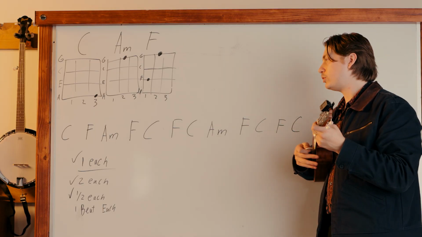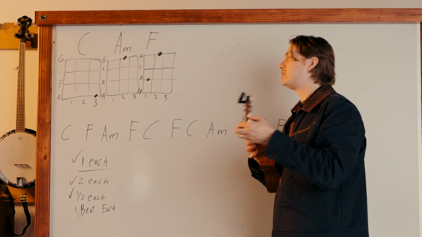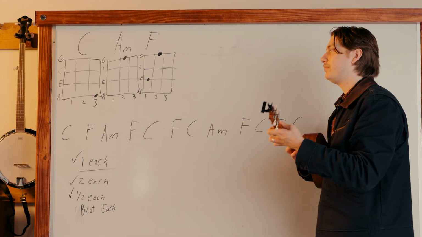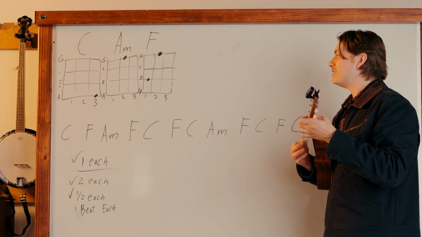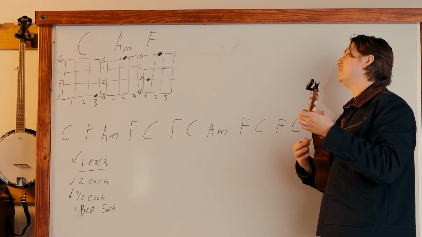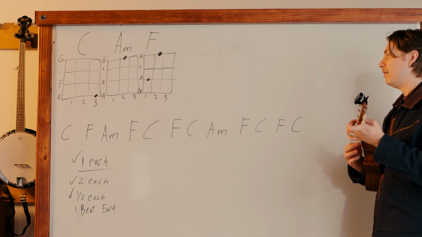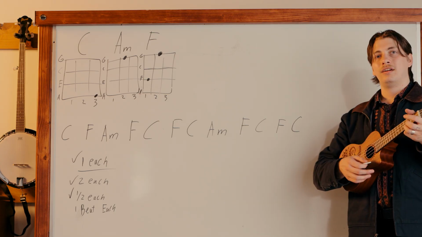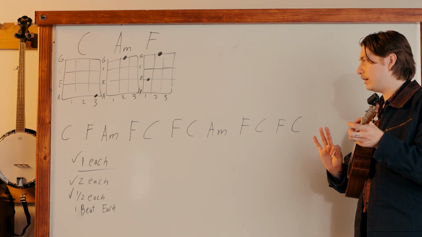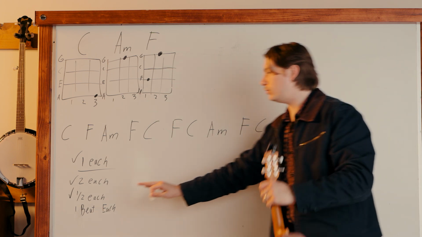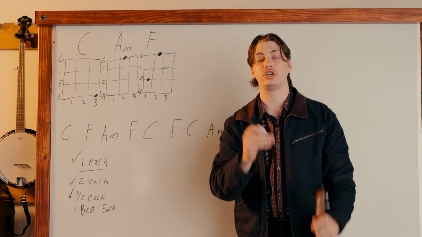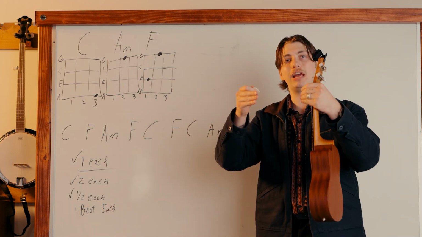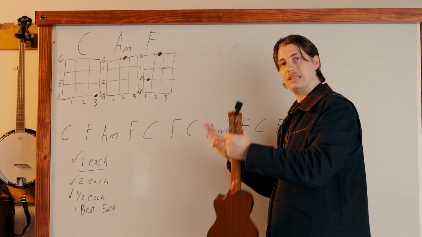Sit up straight. Hold your ukuleles up the right way. We're going to play C, F, A minor, F, C, F, C, A minor, F, C, F, C. Woo! Okay. Now, if you didn't get this one, that's okay. I just want to show you that you can keep getting better and better and better at these chord changes, okay?